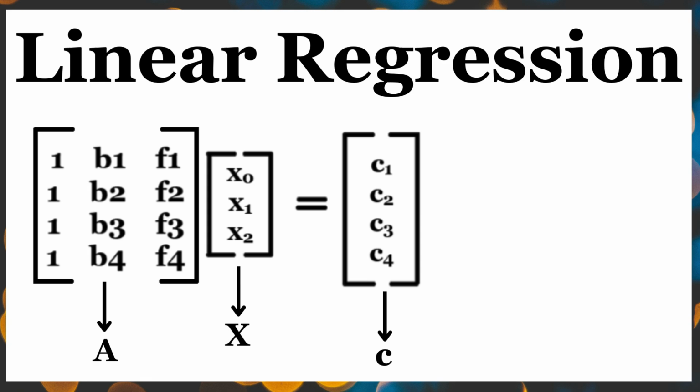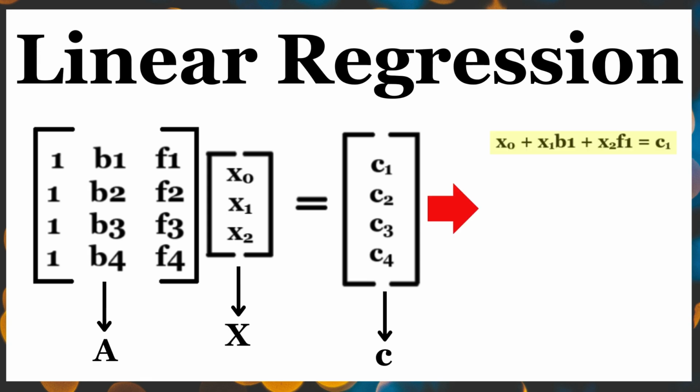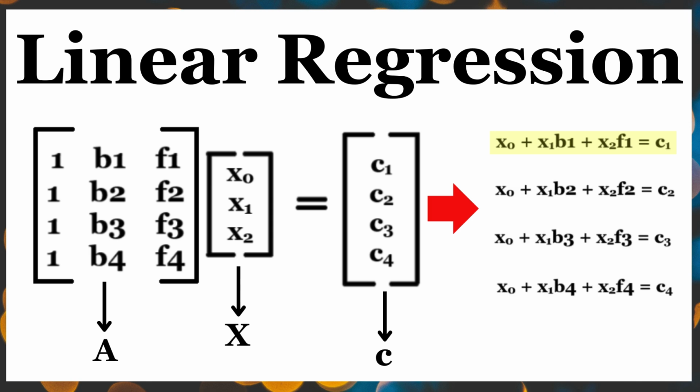Now, in the matrix equation, we also have the original cost values corresponding to every pair of b and f values. So C1, C2, C3, and C4 represent those cost values. For example, just so that you can understand this better, C1 would be equal to x0 plus x1 b1 plus x2 f1. And similarly, you'll see that for every equation. I've written it down over here too.